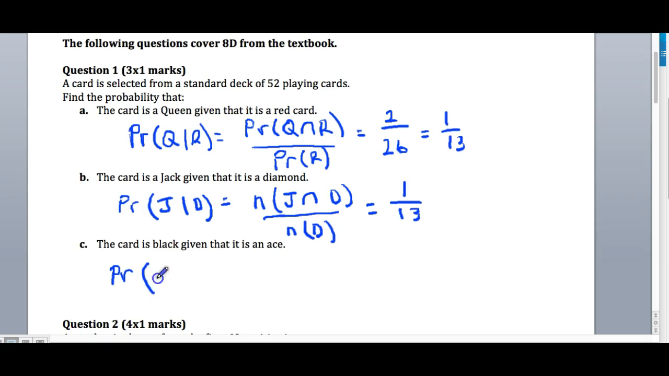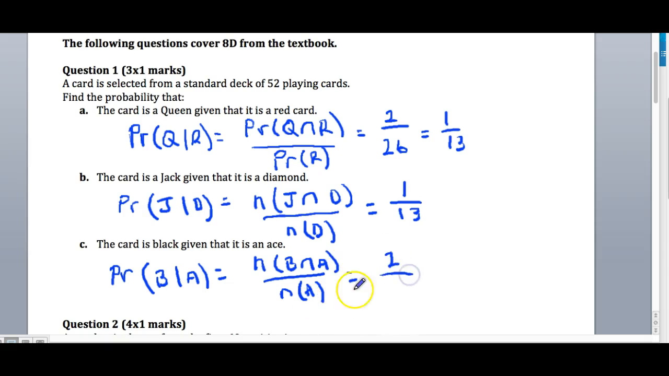The card is black given that it is an ace. So the probability of black given that it's ace equals the number of black cards that are aces over the number of cards that are aces. So how many cards are black and an ace? There are 2. And how many aces are there? There are 4. So we have a half.